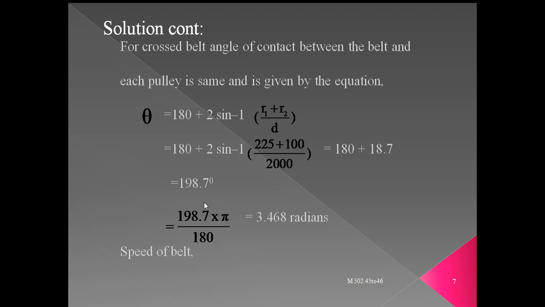To convert this theta into radians, we need to multiply by pi by 180. So 198.7 into pi by 180 is equal to 3.468 radians.